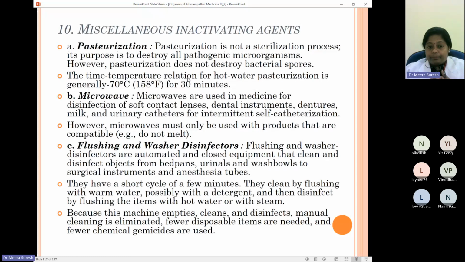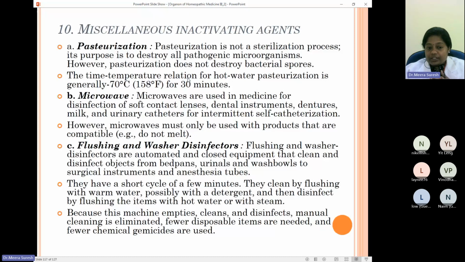Microwave. Microwaves are used in medicine for disinfection of soft contact lenses, dental instruments, dentures, milk and urinary catheters for intermittent self-catheterization. However, microwaves must only be used with products that are compatible.